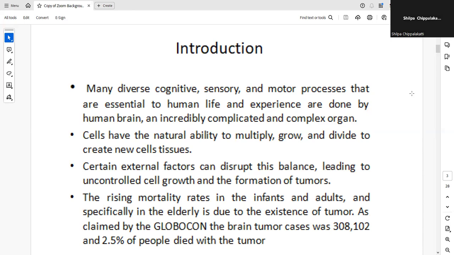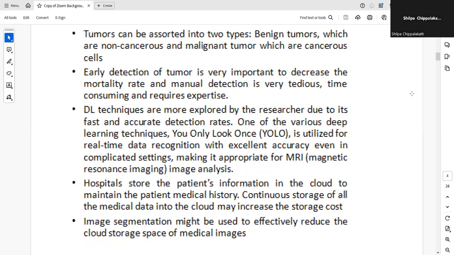The rising mortality rates in infants and adults, and specifically in the elderly, is due to the existence of tumors. As claimed by Globocan, the brain tumor cases were 3,08,102 and 2.5% of people died with tumors. Tumors are of two types: benign tumors, which are non-cancerous, and malignant tumors, which are cancerous cells.